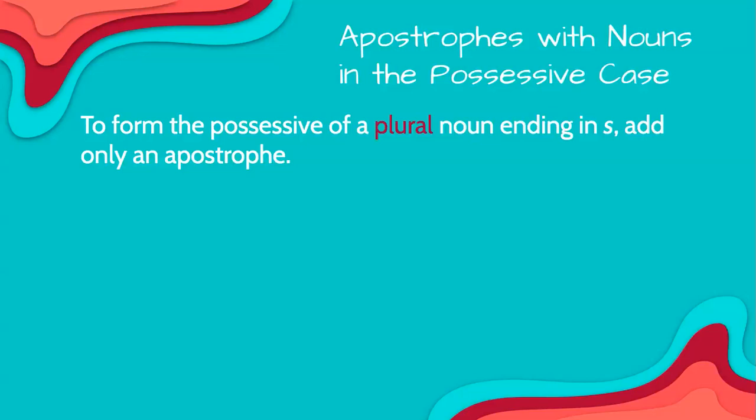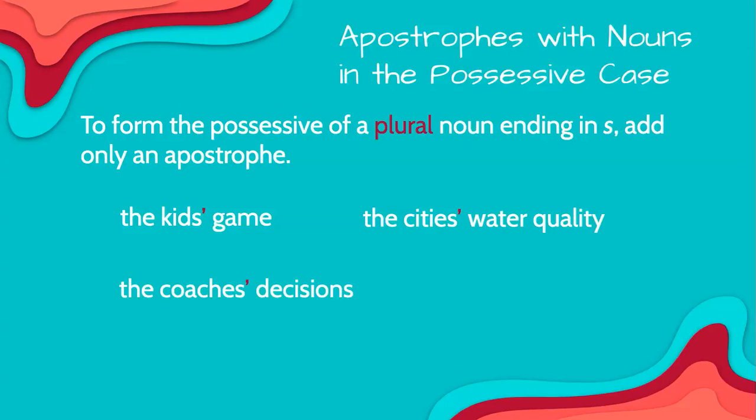To form the possessive of a plural noun that ends in S, we add only an apostrophe. The kids' game, the cities' water quality, the coaches' decisions.